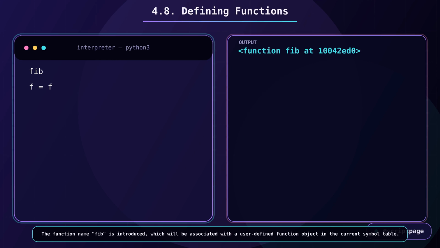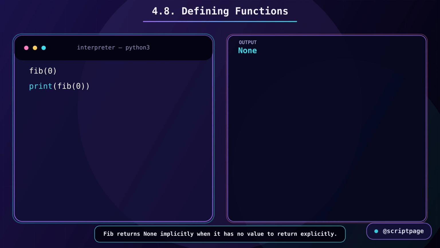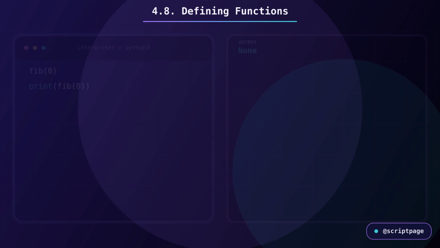The function name, fib, is introduced, which will be associated with a user-defined function object in the current symbol table. Fib returns none implicitly when it has no value to return explicitly.